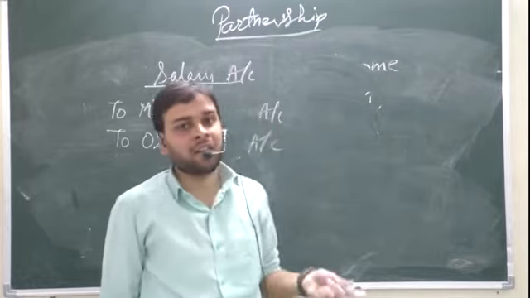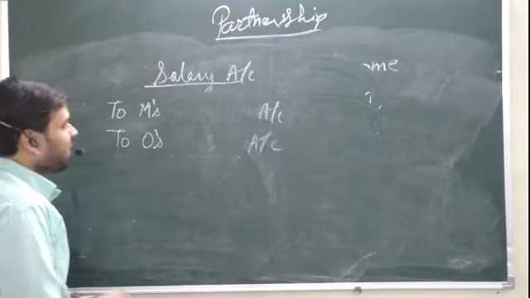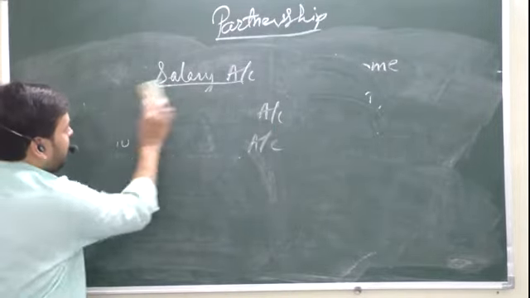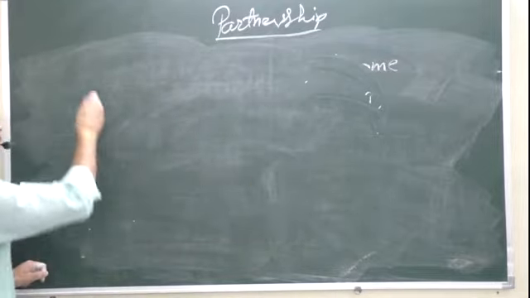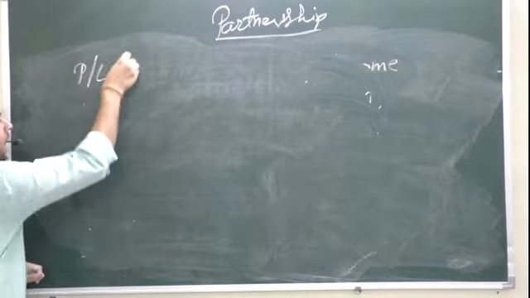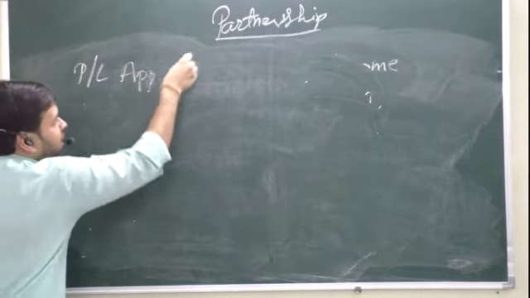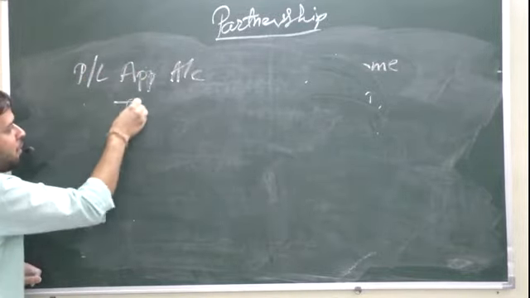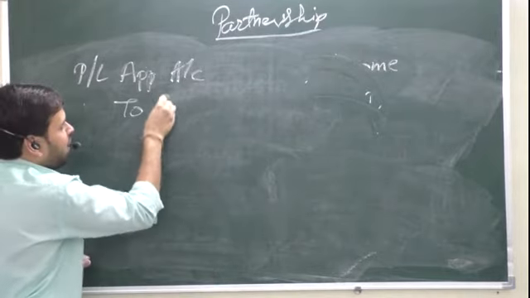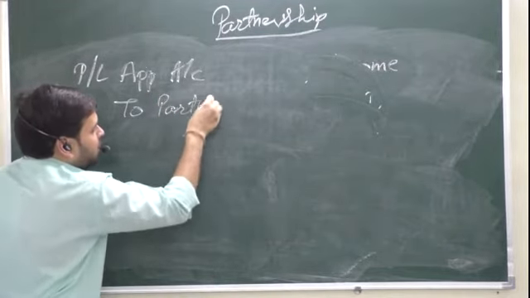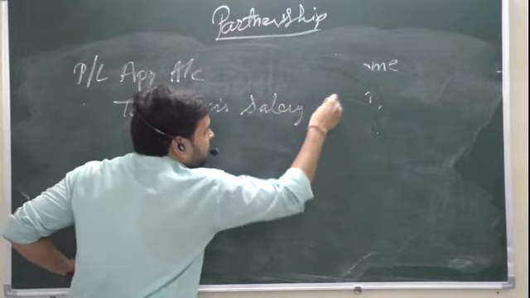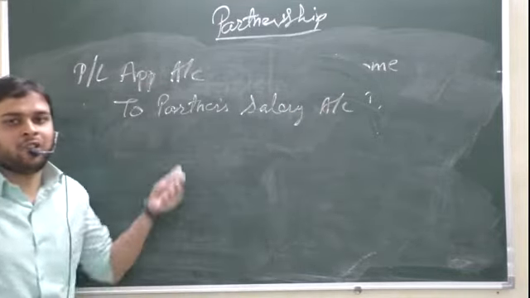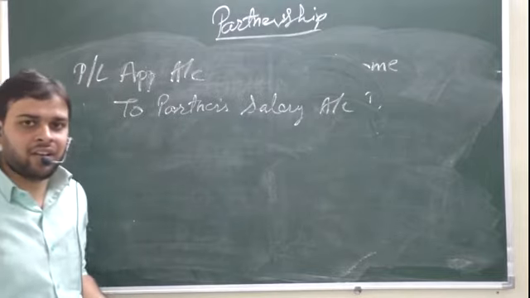In the same manner, the partner's salary account will be transferred to the P&L appropriation account. So the entry will be P&L Appropriation Account debit to Partner's Salary Account. That will be the transfer entry.